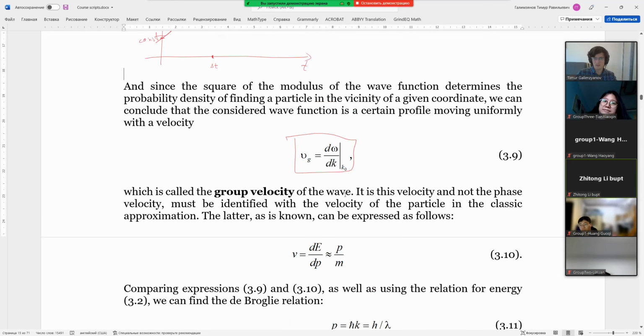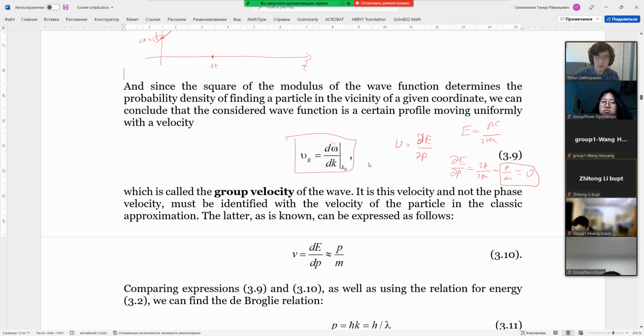We'll continue in the next session, but the last thing I want to say is that in classical physics, you know that the velocity is a derivative of the energy by the momentum, dE by dp. For free moving particles, E equals p squared divided by 2m, and dE by dp equals 2p divided by 2m equals p by m. So that is the velocity. That's the classical well-known equation.